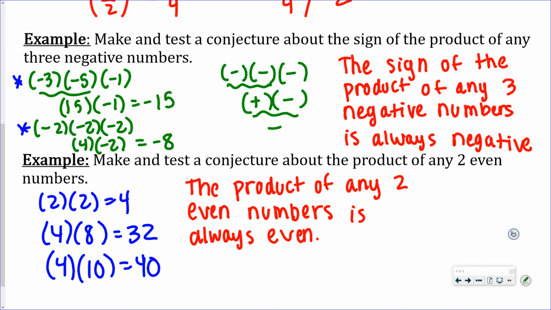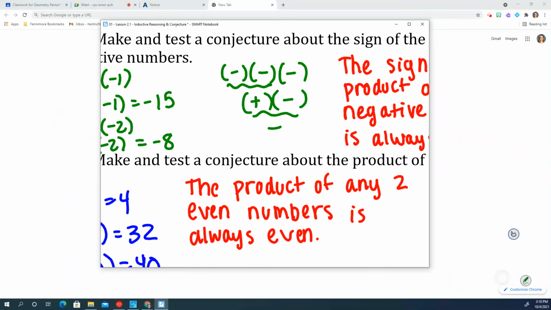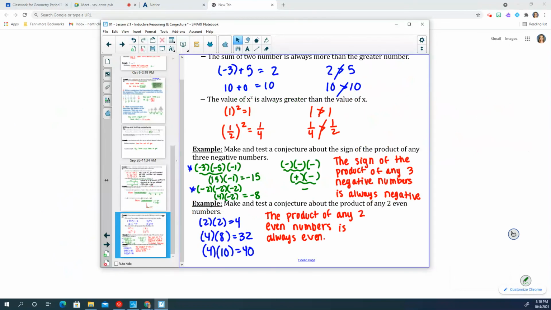That's the whole lesson. Too easy. Okay, that's a wrap on the notes. So the homework assignment that goes along with this lesson is the 2-1 worksheet, the 2-1 book assignment.